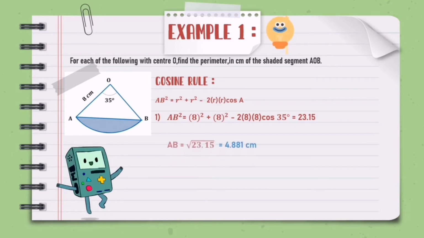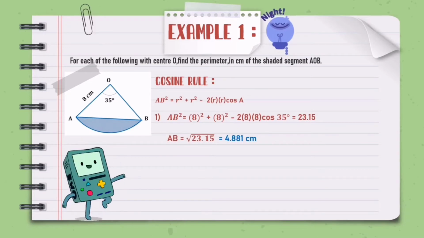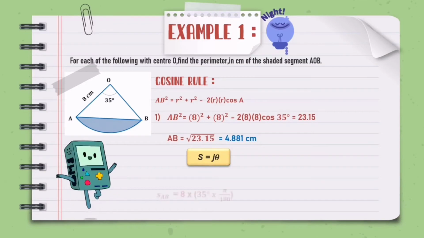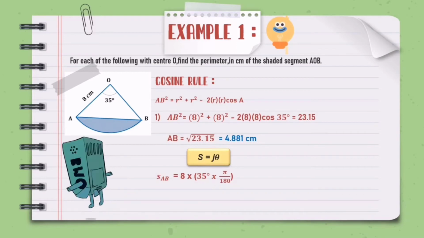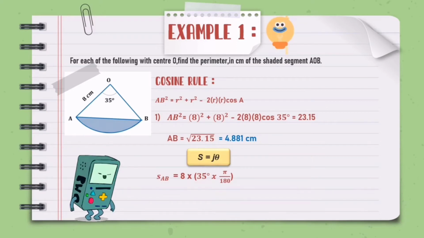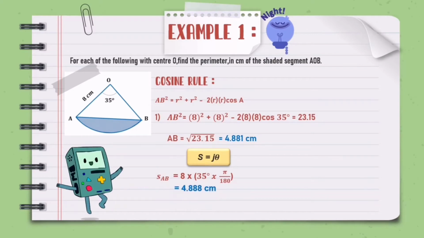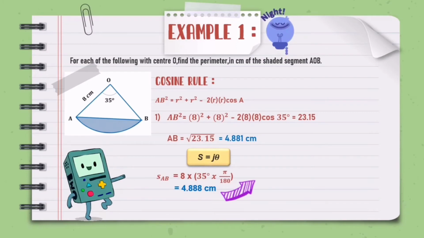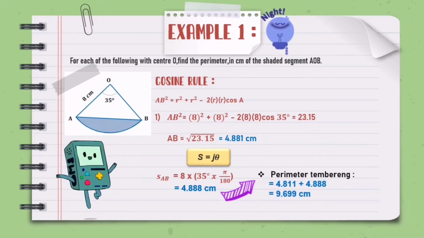In order to find the arc of AB, we need to use the formula S equals r theta. We have the value of radius and we already have the value of theta. So we just substitute the value. Don't forget to change your angle into radian by multiplying it with pi over 180. Then we will get 4.888 cm, which is the length of arc AB. And the last step is we need to add both of the values, which is the length of AB and arc of AB. So the perimeter is 9.699 cm.